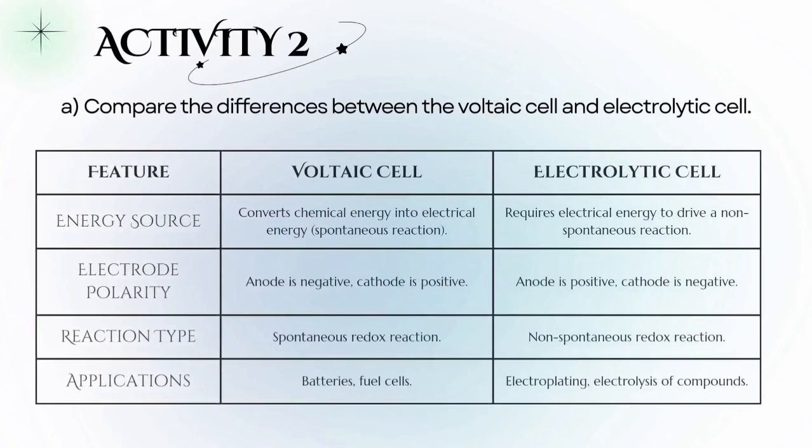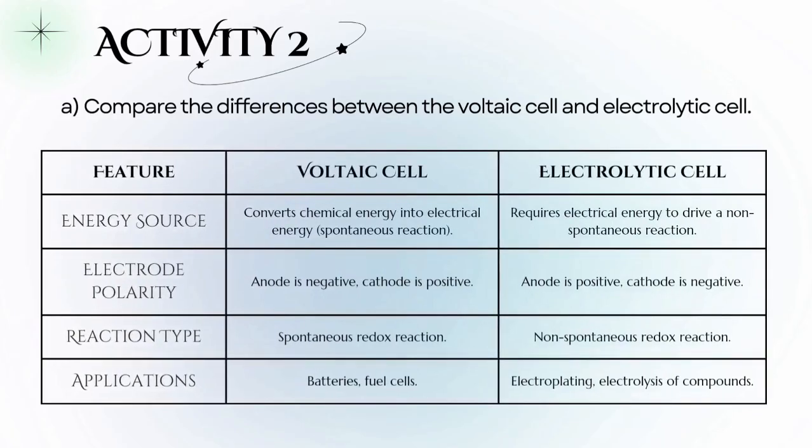Activity 2. Compare the difference between the voltaic cell and electrolytic cell. The first one is for energy sources. Voltaic cell converts chemical energy into electrical energy by spontaneous reaction, while electrolytic cell requires electrical energy to drive a non-spontaneous reaction. Next, electrode polarity. Voltaic cell, anode is negative while cathode is positive. And for the electrolytic cell, anode is positive, cathode is negative. Reaction type for voltaic cell is spontaneous redox reaction, while for electrolytic cell is non-spontaneous redox reaction.